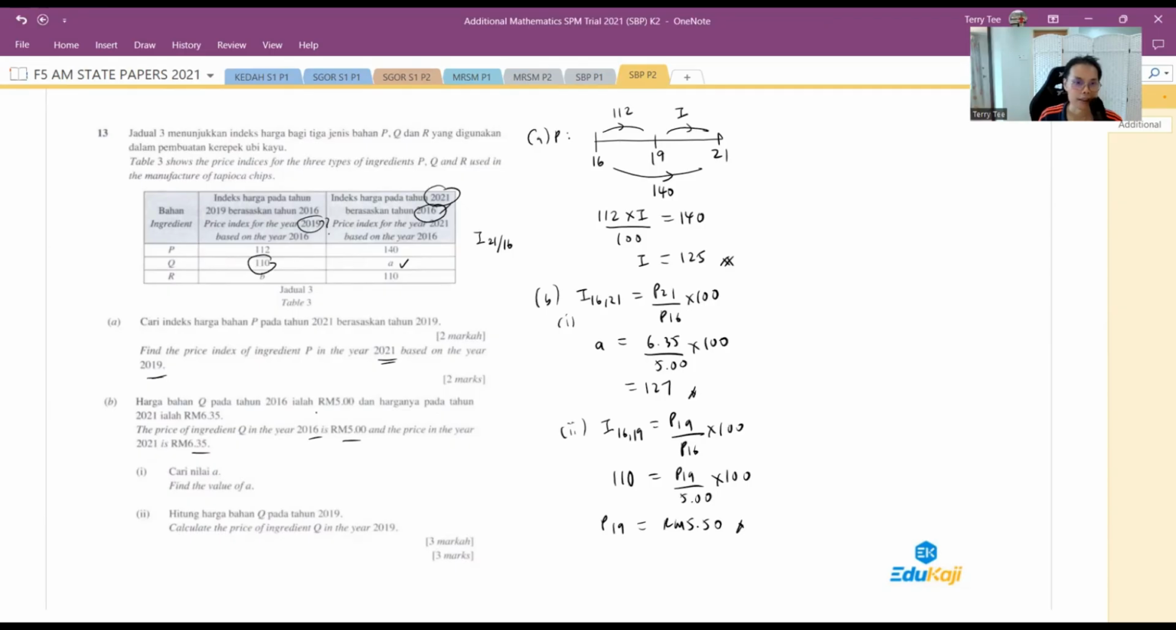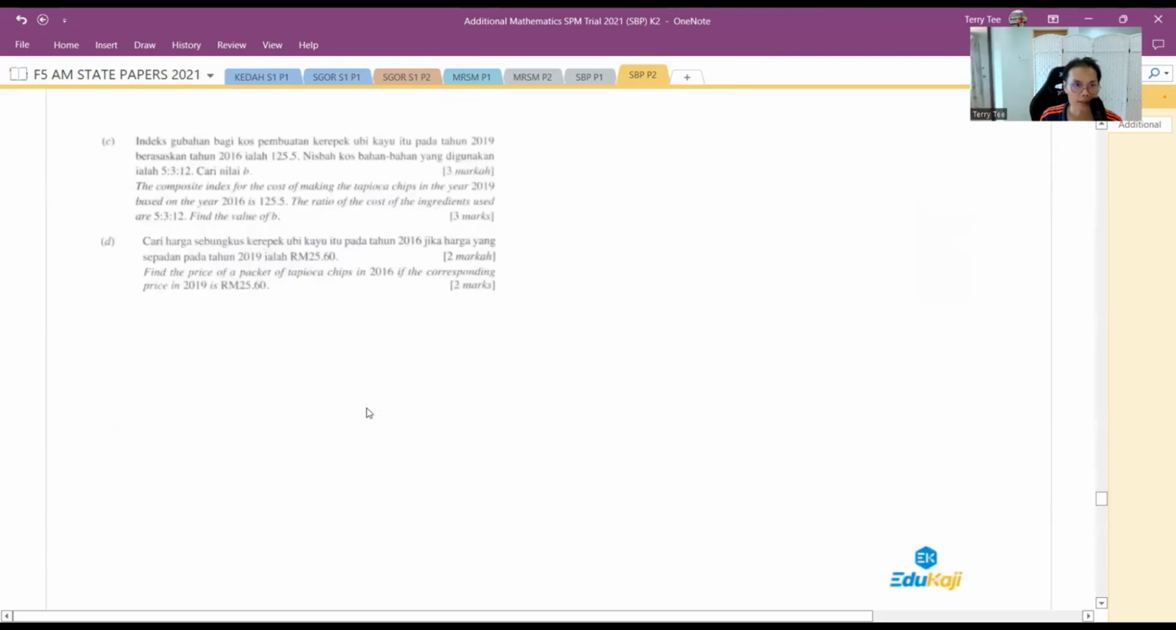Okay, right, that's part A and part B. Okay, moving on to part C. We are finding the composite index, right? The composite index for the cost of making the chips is 1 to 5.5. The ratio is 5, 3, and 12. Find the value B. Okay, this is 16 based on 19 based on 16.